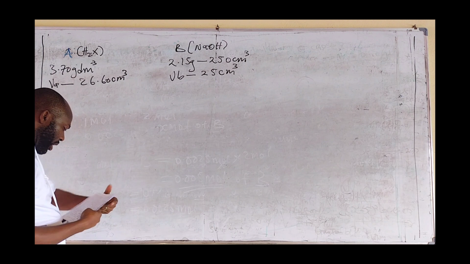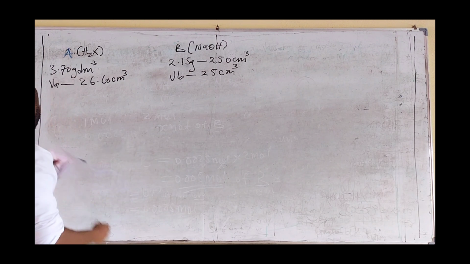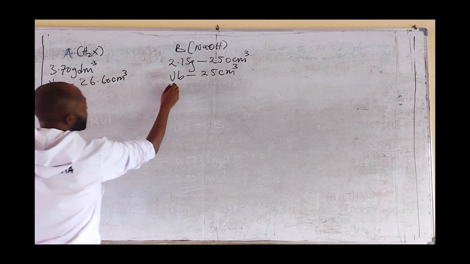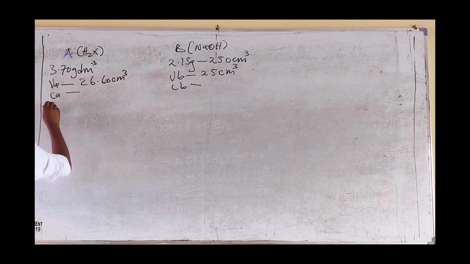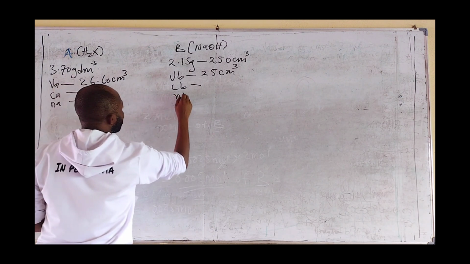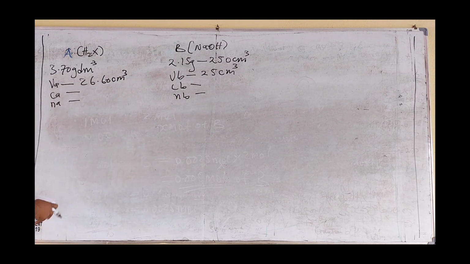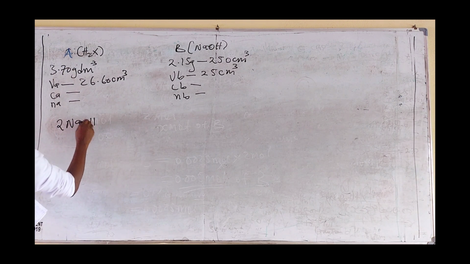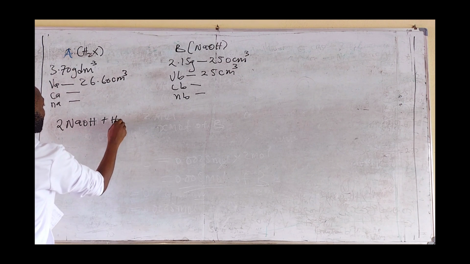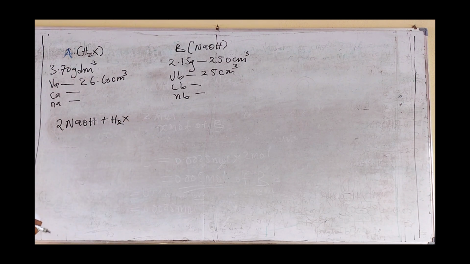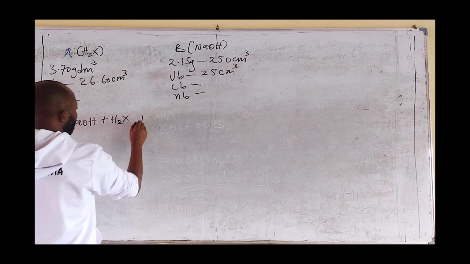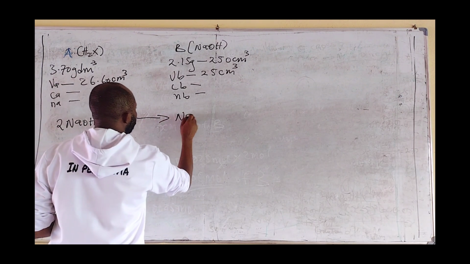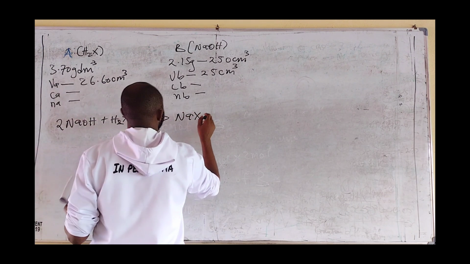Okay. Now they gave us the equation of reaction. So we have our CA, we don't know. CB, we don't know. NA, we don't know yet. NB, we don't know until from the equation of reaction, which they've given to us, 2 moles of sodium hydroxide plus H2X will give us sodium X plus water.